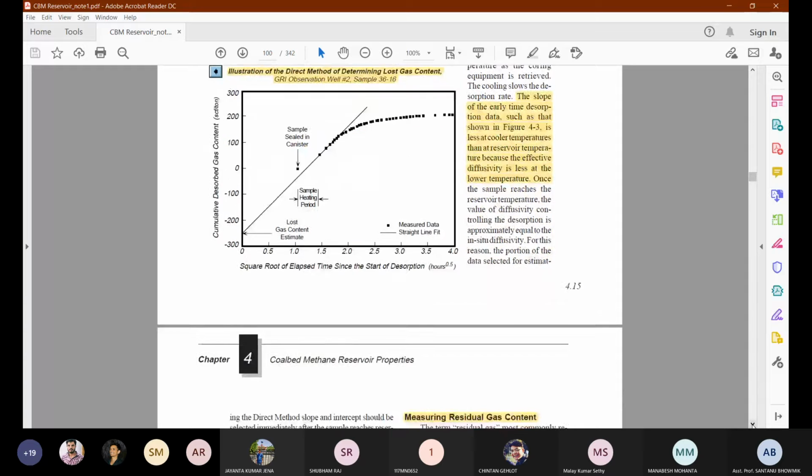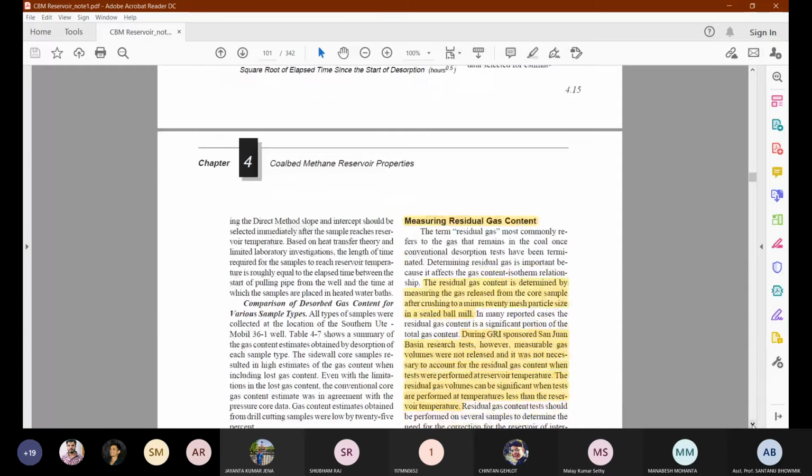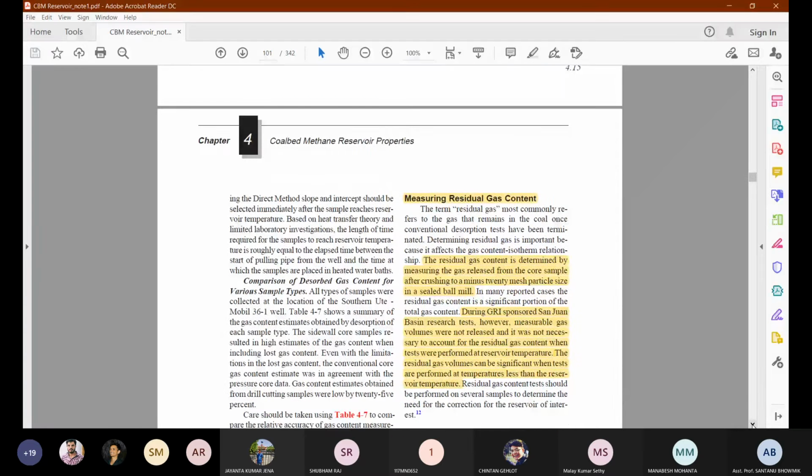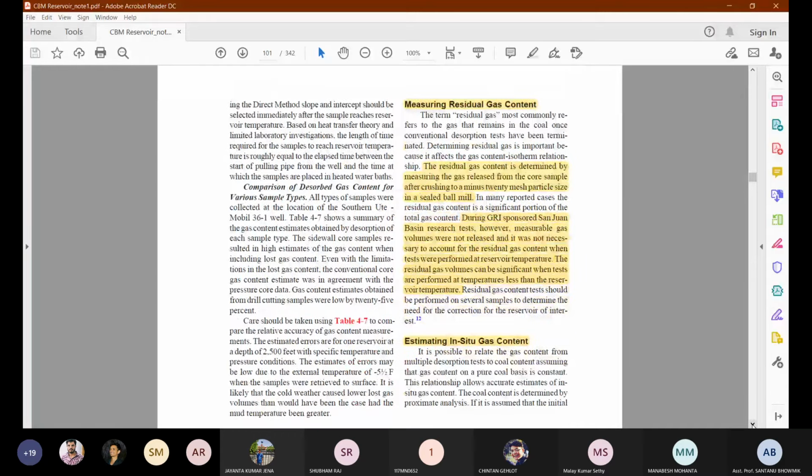In the next part, we consider the residual gas content. What is the residual gas content? If you remember, we have discussed the three gas components. The first one is the lost gas component, the second one is the desorbed gas component, and the third one is the residual gas component. Now, the residual gas means, if you have studied the isotherm characteristics.